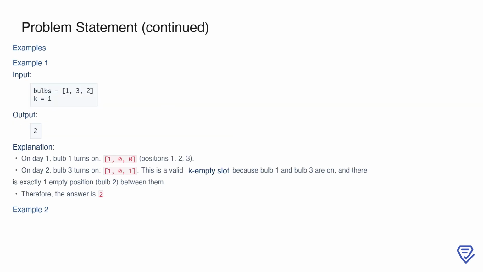Let's look at an example to clarify this. Suppose the bulbs array is 1, 3, 2, and k is 1. On day 1, the bulb at position 1 turns on, so the row looks like 1, 0, 0. On day 2, the bulb at position 3 turns on, so it becomes 1, 0, 1. At this point, we have two bulbs turned on, with exactly one off bulb between them, which satisfies the condition for a k-empty slot with k equals 1. Therefore, the output is 2, as this condition is first met on day 2.